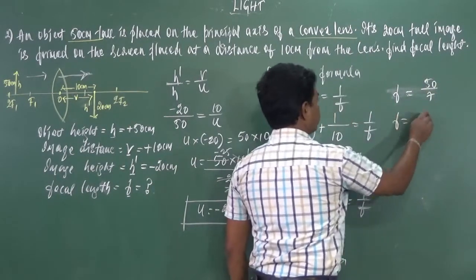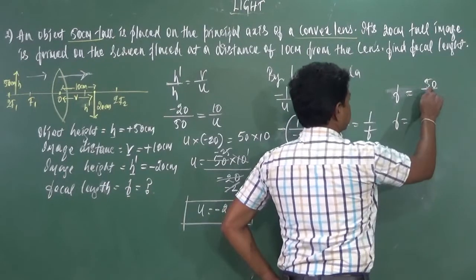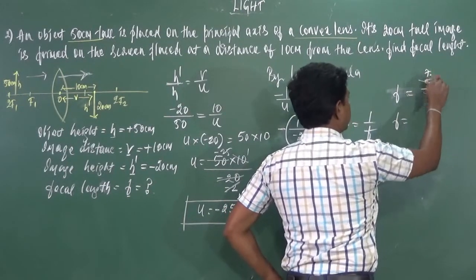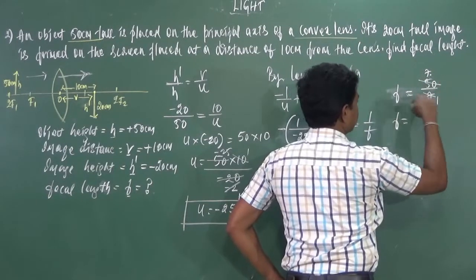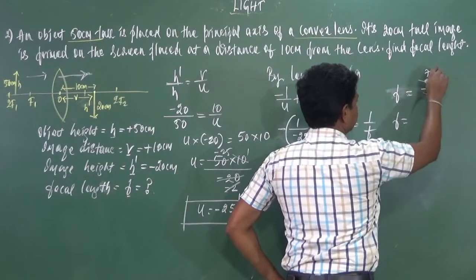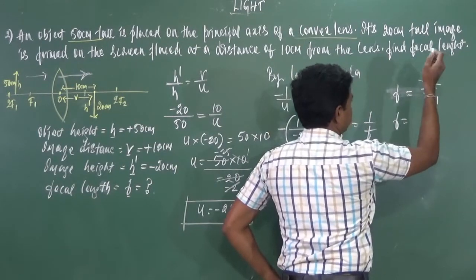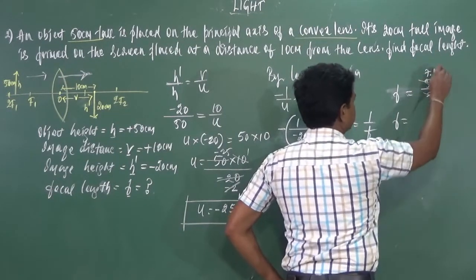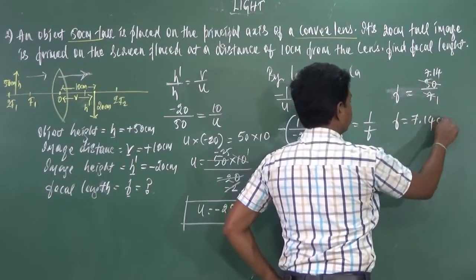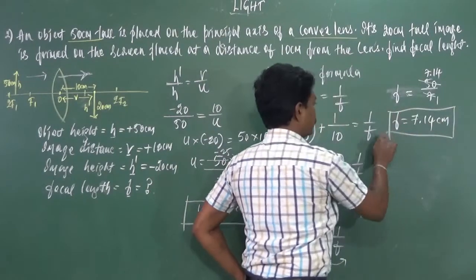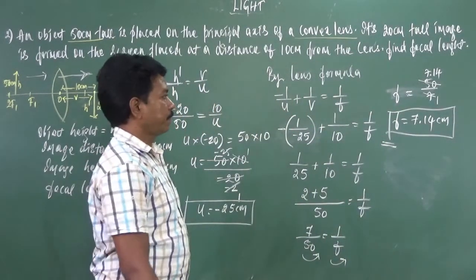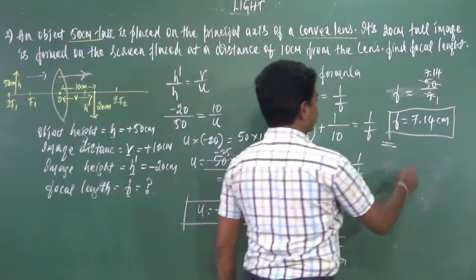So f is equal to, when you divide this 50 by 7, 7 1s are 7, 7 7s are 49, 1 remains, 7 1s are 7, that is 10 remains, 7 1s are 7 and 3 remains, 7 4s are 28, so 4, so that is 7.14 centimeters. So what is the focal length of the lens? The focal length of the lens is 7.14 centimeters, right.